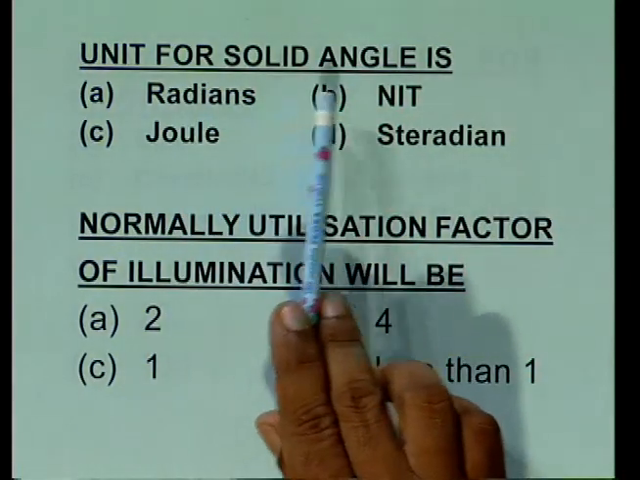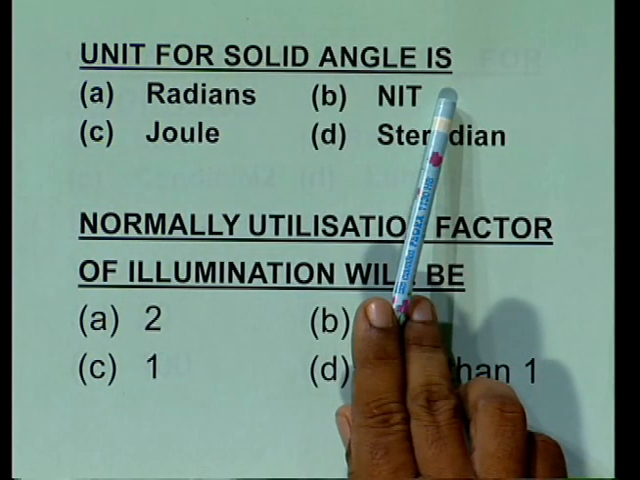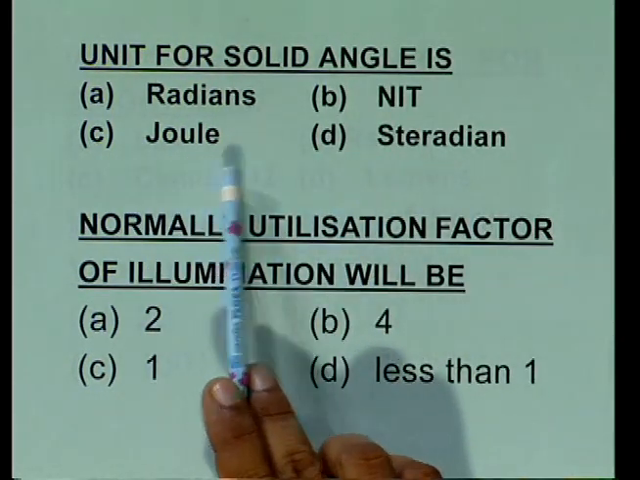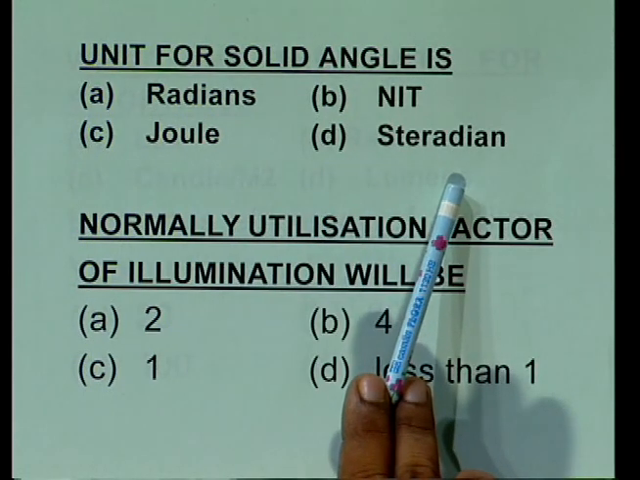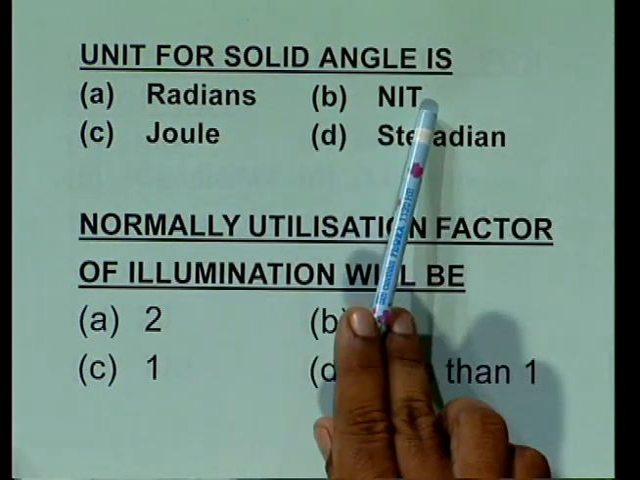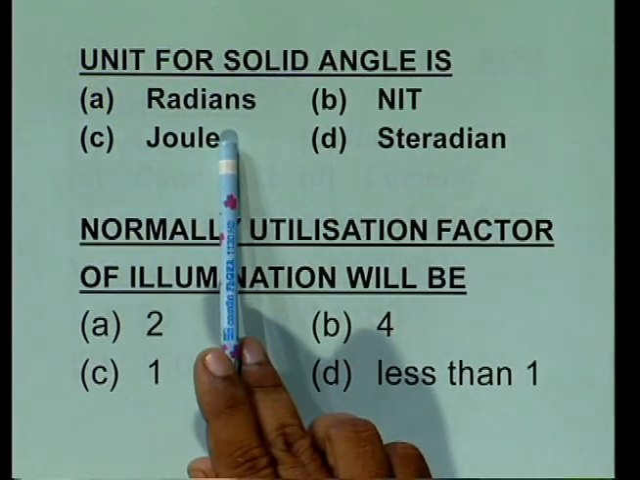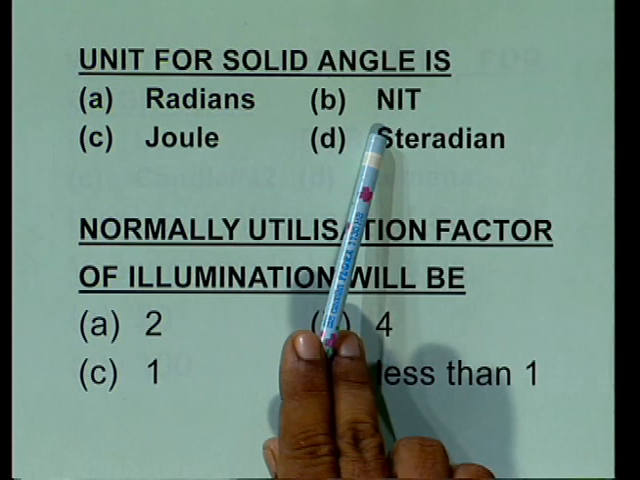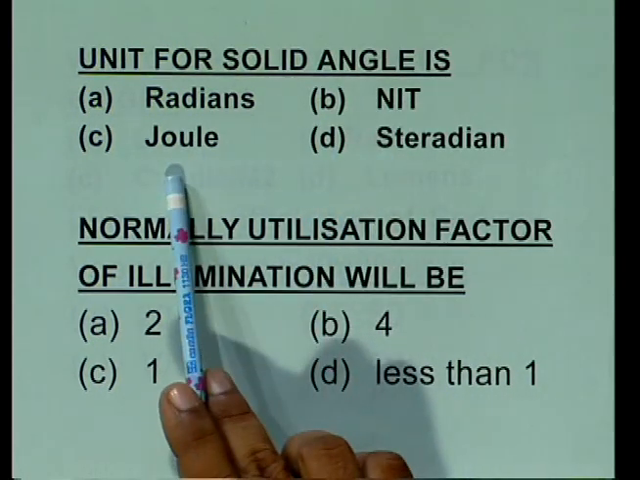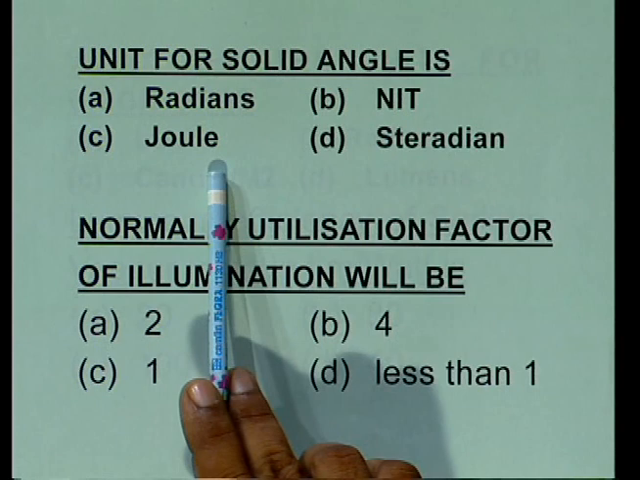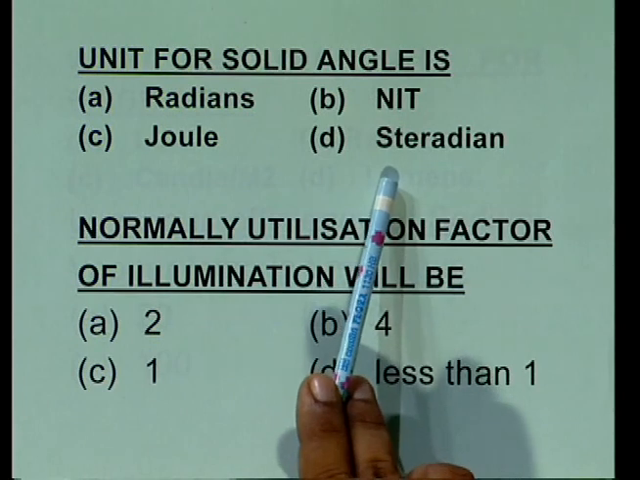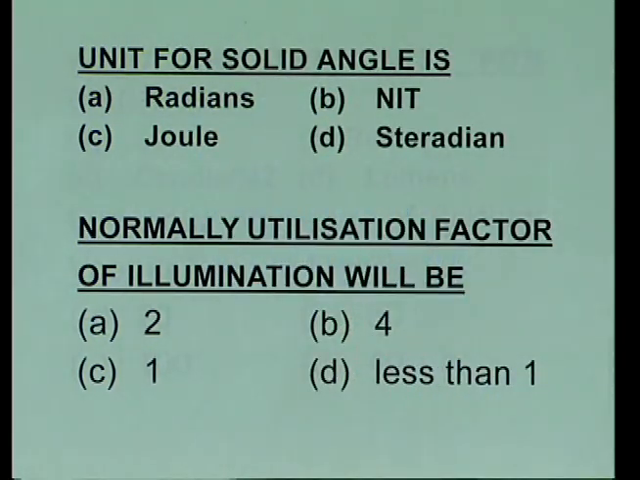Unit for solid angle: A, is it radians? B, is it nit? C, is it joule? D, is it steradian? Radians are used only for plane angle. Nit is used for brightness, not for solid angle. Joule is a mechanical term used for energy. Steradian must be the correct answer. The unit for solid angle is steradian.